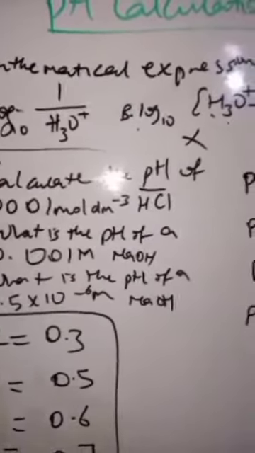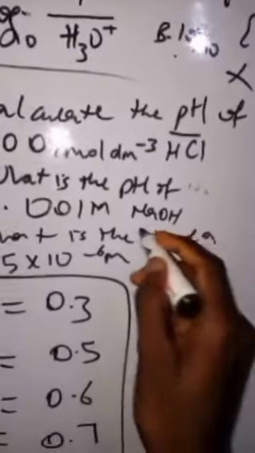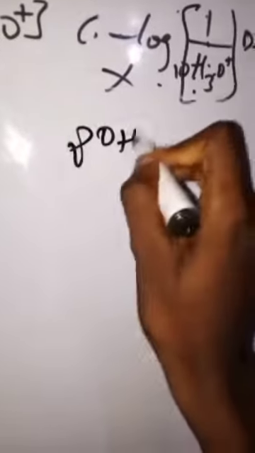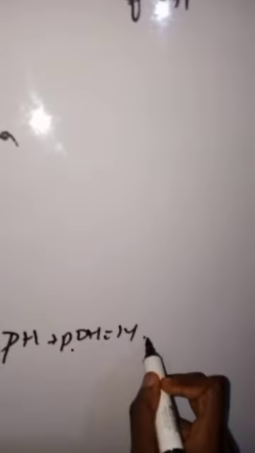What's the pH of 0.001 molar NaOH? Now, I told you already that when you are having NaOH, you are dealing with what? pOH. So you are asked to find pH, but what are you going to get first? You are going to get pOH because this is a base. So you now use your formula pH plus pOH is equal to 14. So anything you get from your pOH, you subtract it from 14 to give you the pH that is asked. So let's get the pOH first.